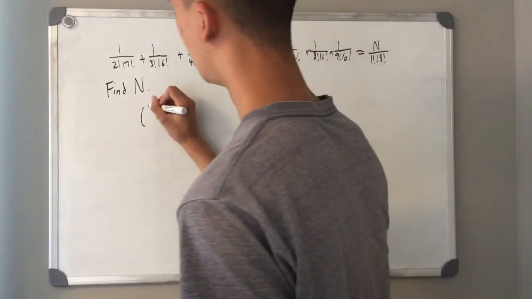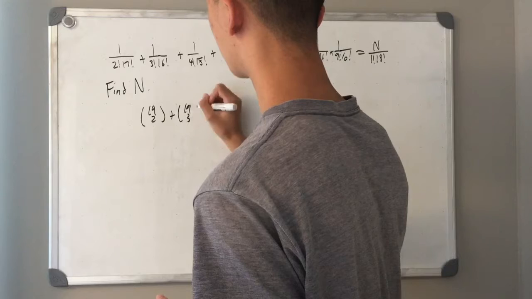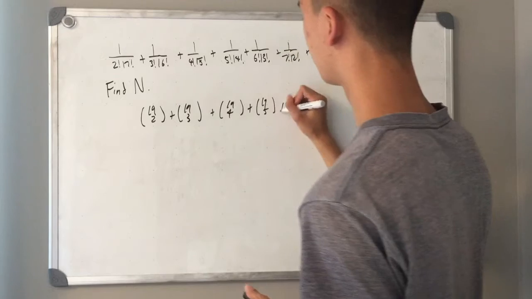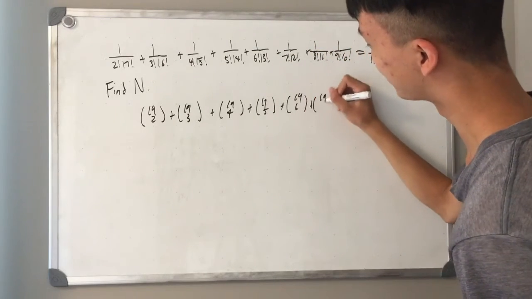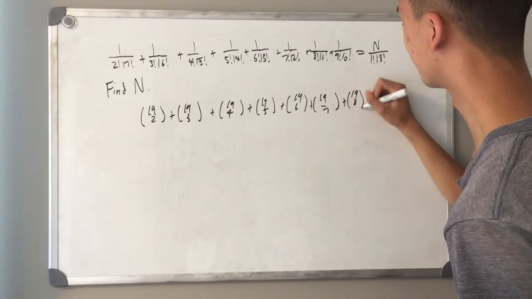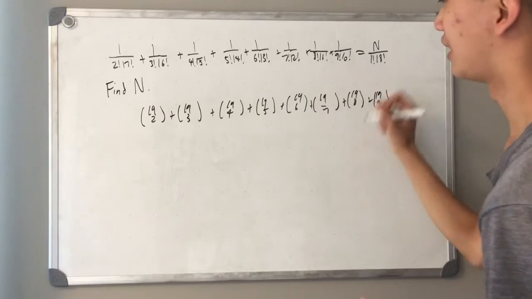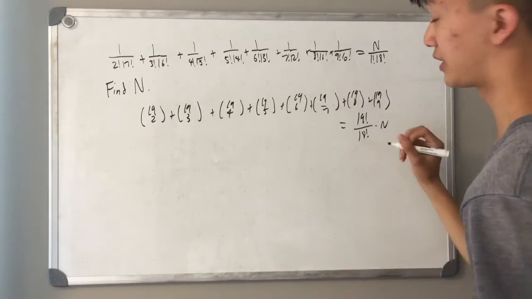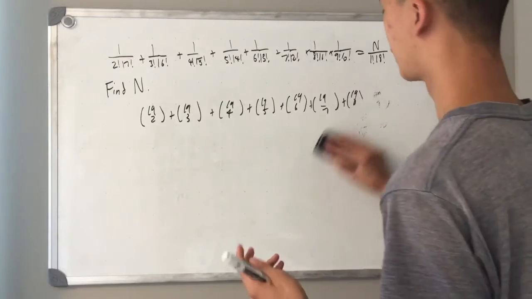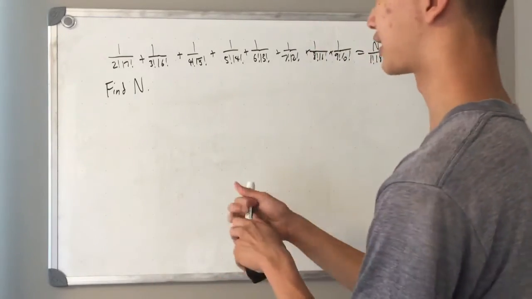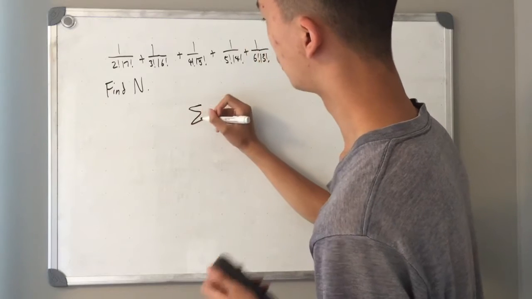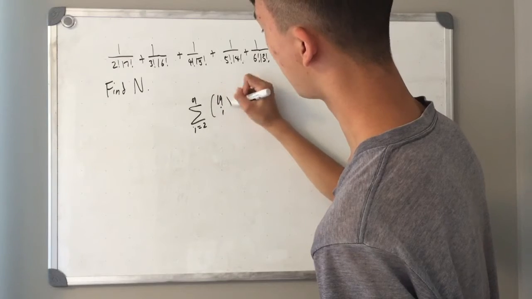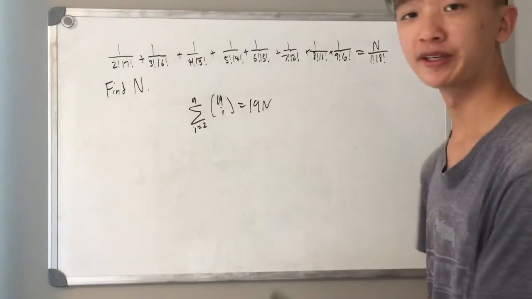So we have 19 choose 2 plus 19 choose 3 plus 19 choose 4 plus 19 choose 5 plus 19 choose 6 plus 19 choose 7 plus 19 choose 8 plus 19 choose 9, and all of this is equal to 19 factorial over 18 factorial times n. And this is then equal to 19n. Or actually, I'm going to rewrite this as the sum. So the sum from i equals 2 all the way to 9 of 19 choose i is equal to 19n. That's probably a much neater way to put it.